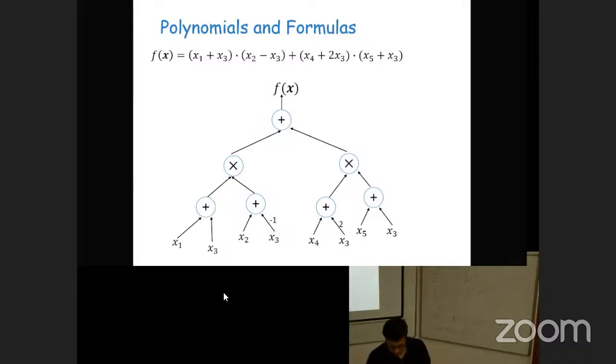There's a natural correspondence. The only thing I will remark here is that this tree will have nodes labeled by addition and multiplication, and we will allow the incoming edges to an addition node to contain these constants. So what this means is that this node here is computing x2 minus x3. This is computing x1 plus x3. This is computing (x1 plus x3) times (x2 minus x3) and so on. And that's how that expression here corresponds to this tree here. It's a very natural correspondence.